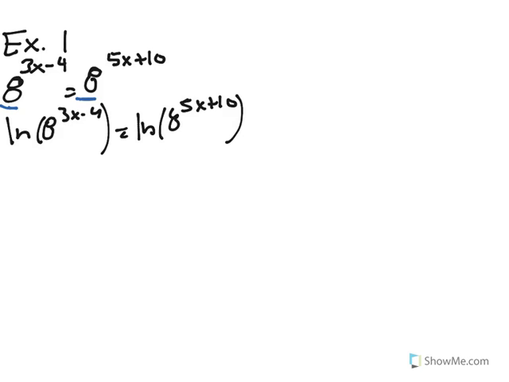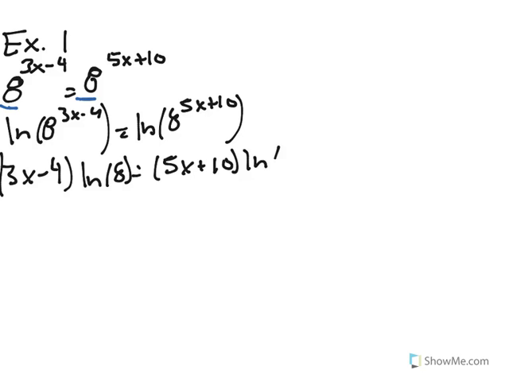Using properties of logs, I can bring the exponents down. So I'll have (3x - 4) times the natural log of 8 is equal to (5x + 10) times the natural log of 8.